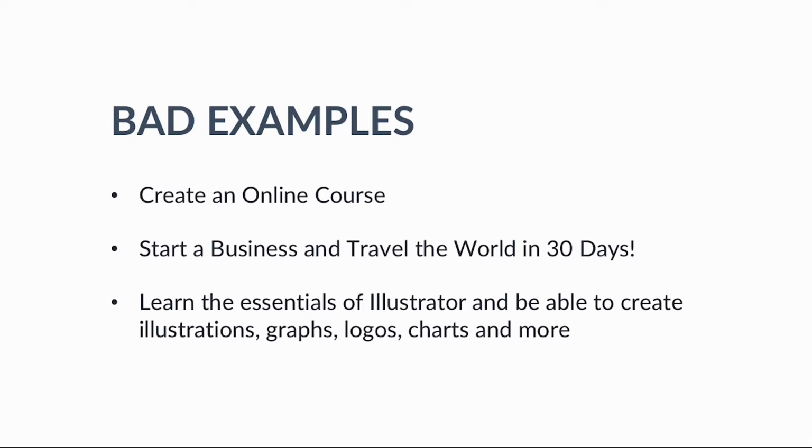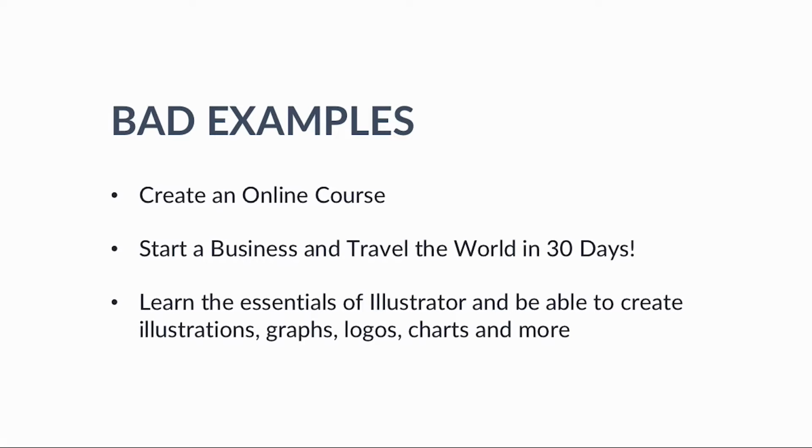The next bad example is start a business and travel the world in 30 days. And just like the one before it, I think this one is not specific enough. Start a business, what does that even mean? What type of business? How are you going to be starting it? And on top of that, this one definitely overpromises. I can't imagine any single course giving you everything you need to know to not only start your own business, but to travel the world in a period of 30 days.